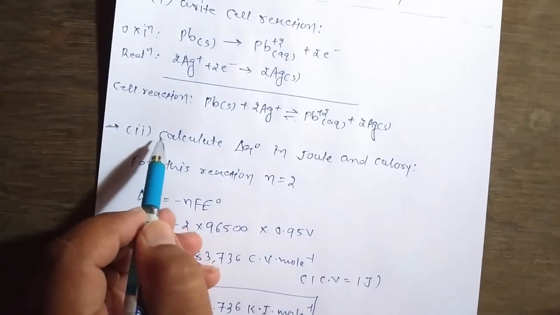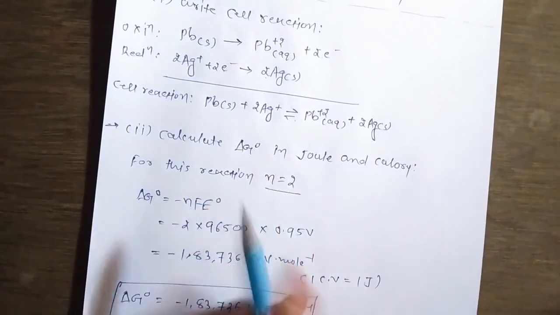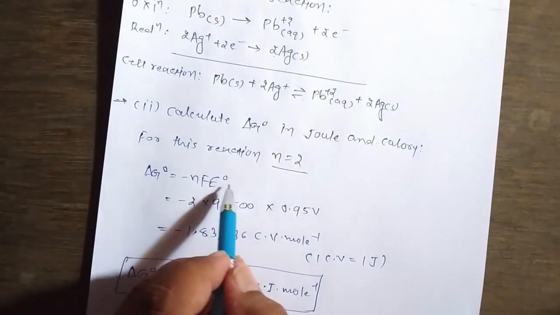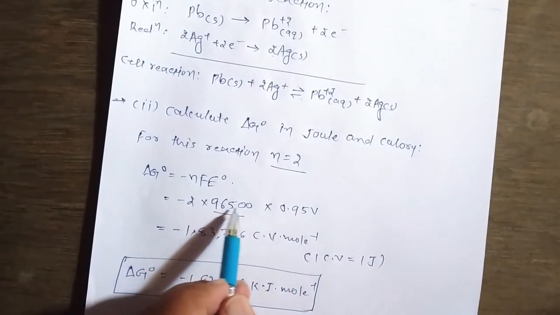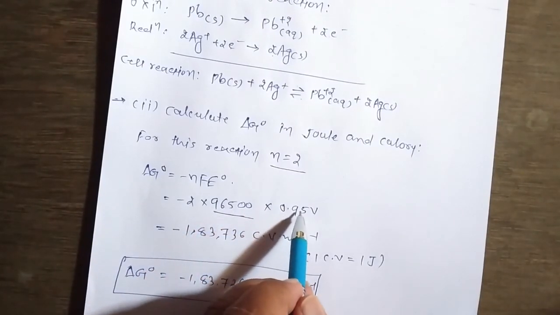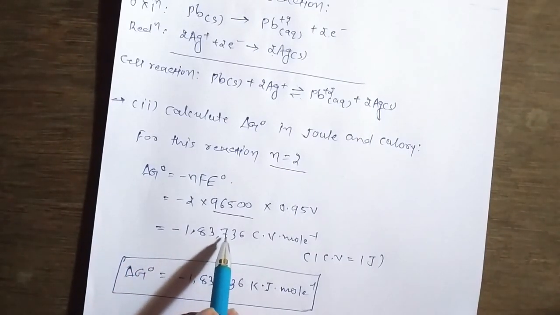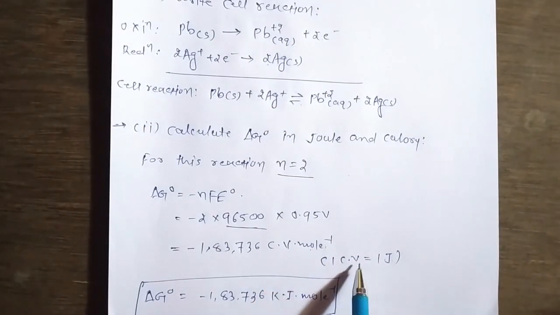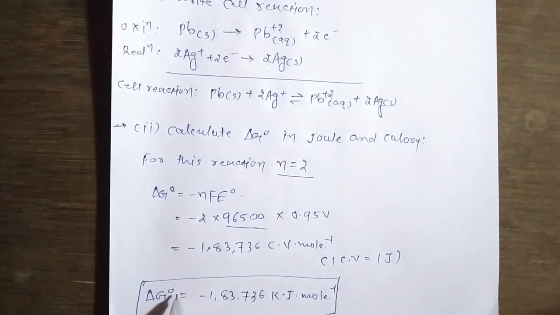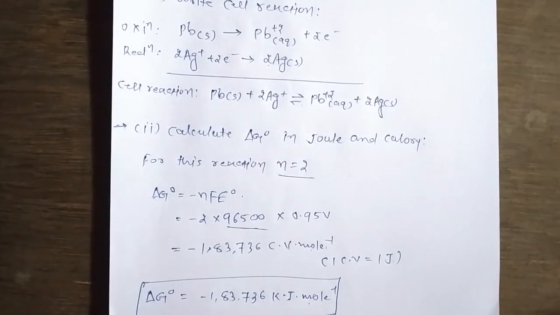Now second, calculate the delta G0 in joule and calorie. For this reaction n is equal to 2. Then delta G0 is equal to minus nFE0, which is equal to minus 2 multiplied by 96,500 multiplied by 0.95 volt, which is equal to minus 1,83,736 calorie volt per mole, and 1 calorie volt is equal to 1 joule. So delta G0 is equal to minus 1,83,736 joule per mole.